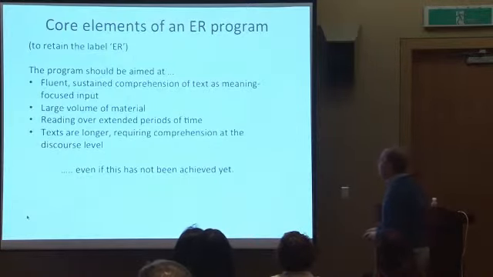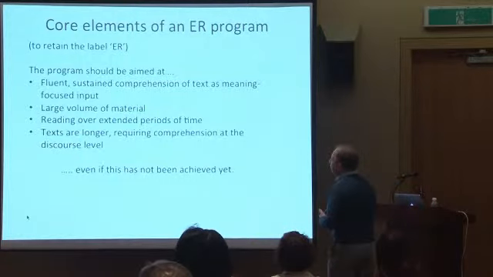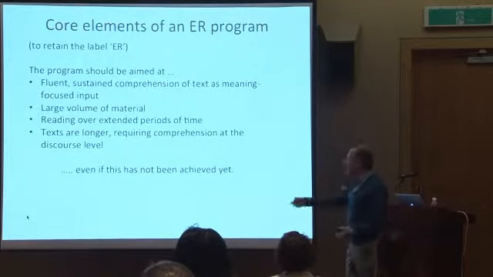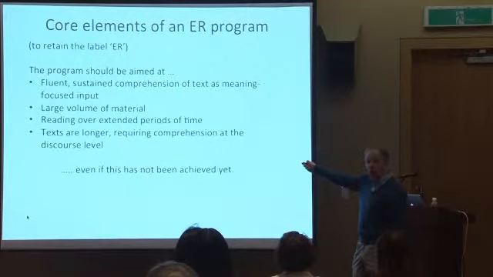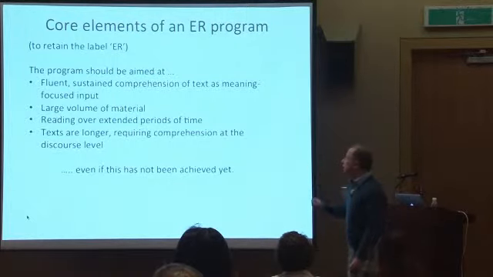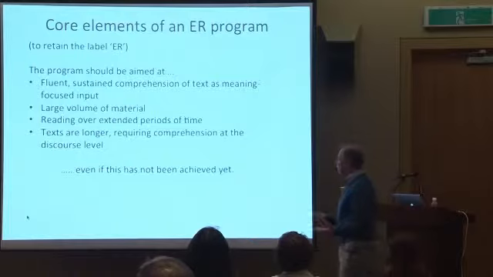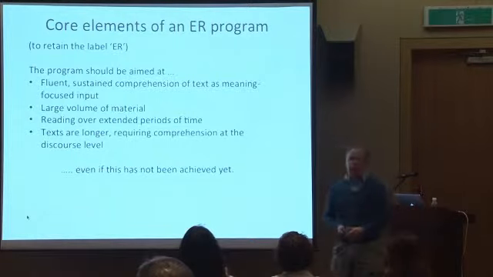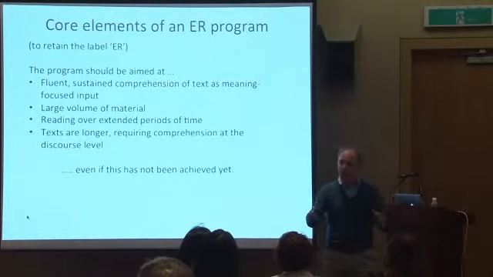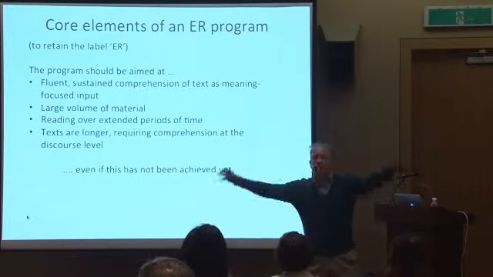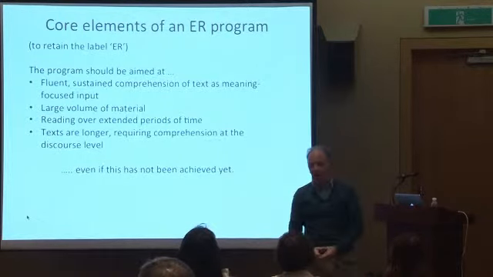But what I want to do is to stress these core elements. A core element of an extensive reading program should be aimed at, even if you're not doing it yet, even if your students are not ready for it yet, your aim is to help them build fluency, sustained comprehension of text, large volume material, reading over extended periods of time, and texts tend to be longer. As I say, even if you've not achieved this yet, if you're aiming at that, then fine. The big tent view says, yes, you're doing extensive reading.